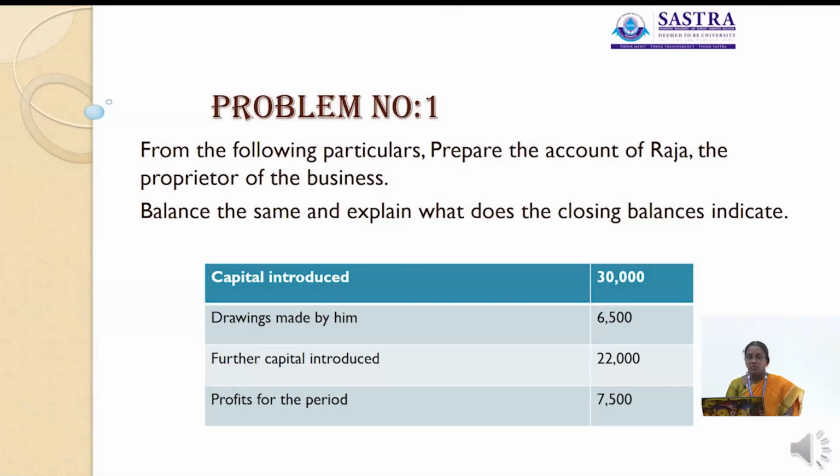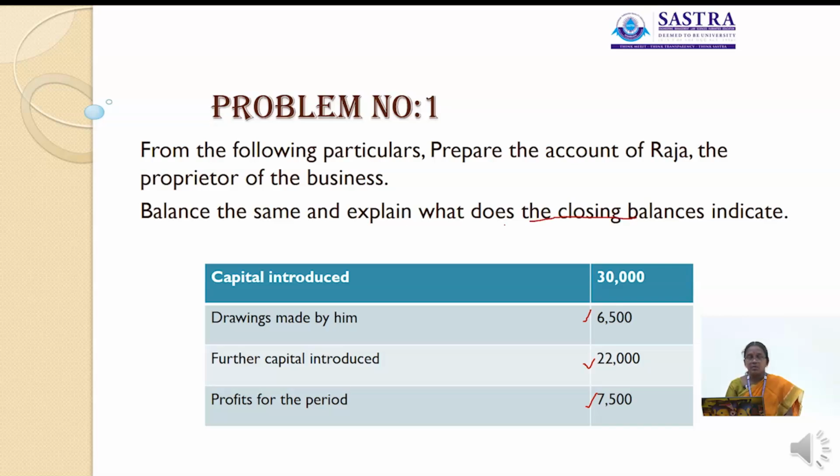From the following particulars, prepare the account of Raja, the proprietor of the business. Balance the same and explain what the closing balance indicates. Capital introduced rupees 30,000. Drawings made by him rupees 6,500. Further capital introduced rupees 22,000. Profits for the year rupees 7,500.